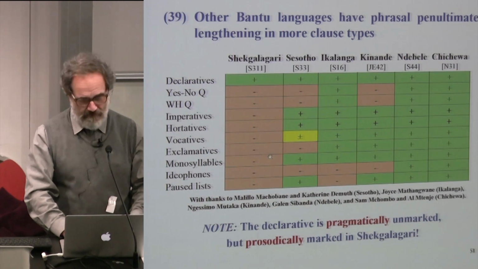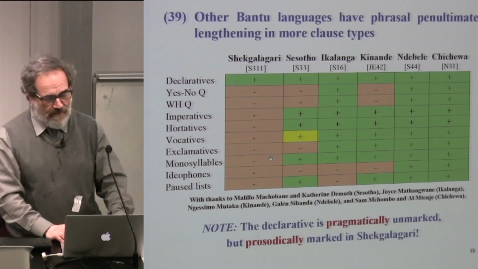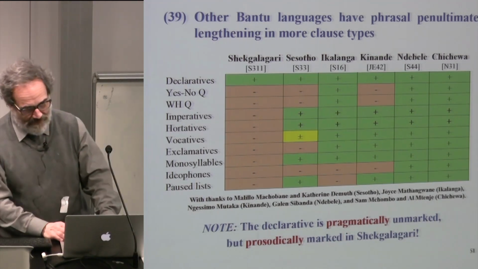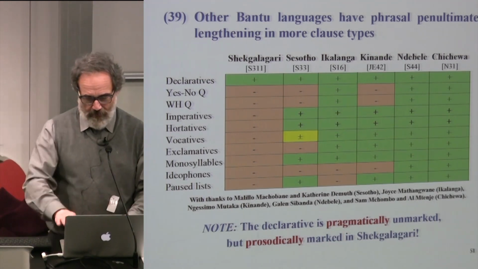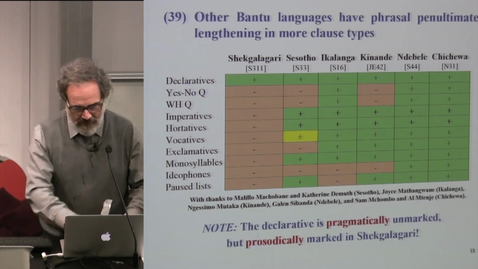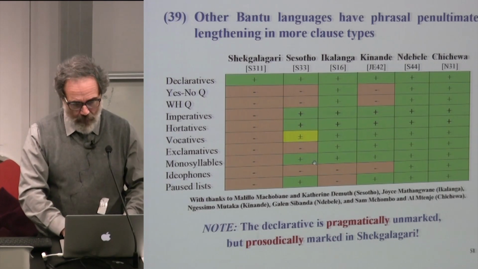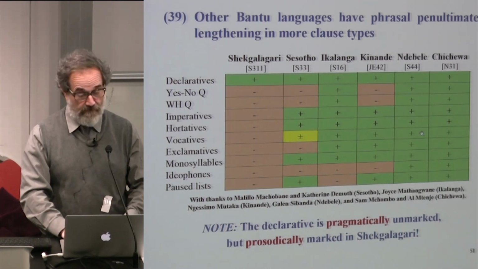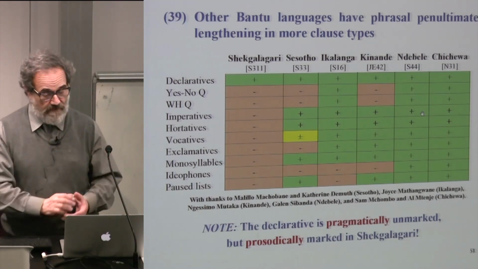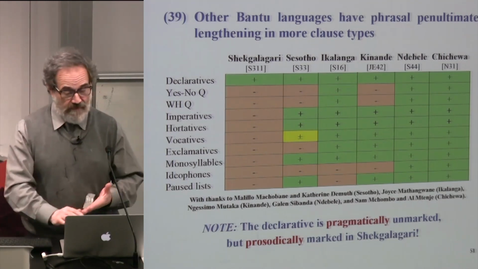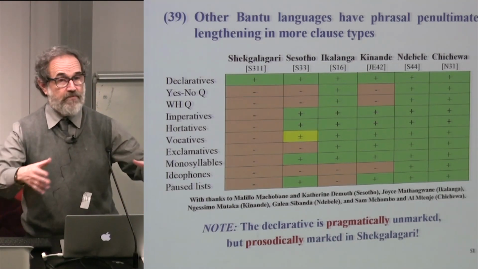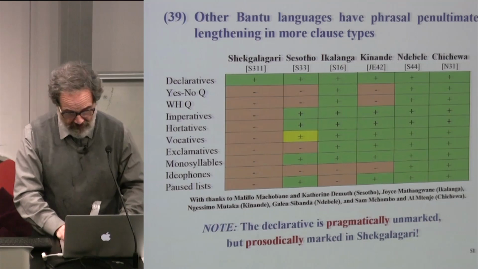So when you can't get it from the books, you get by with a little help from your friends. I contacted all these people that I mentioned here and said, hey, what's the case in Sisutu and Ikalanga and Kinande and Ndebele, Chichewa? You can see way off on the right side, the two last columns, it's everywhere. But the others have quite a bit more penultimate lengthening in different contexts, but they also have some utterance types that don't have the lengthening. And so the idea would be it would start to come in intonationally and get spread out somehow, get generalized. That's the idea here.